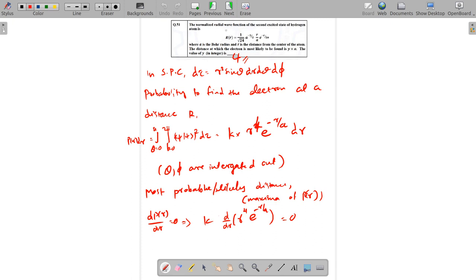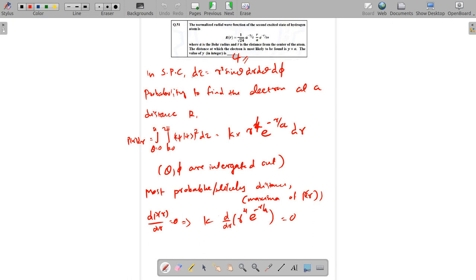The normalized radial wave function of second excited state of hydrogen atom is given, where A is the Bohr radius and R is the distance from the center. The distance at which the electron is most likely to be found is y times A. What is value of y? What times Bohr radius is the most likely radius?